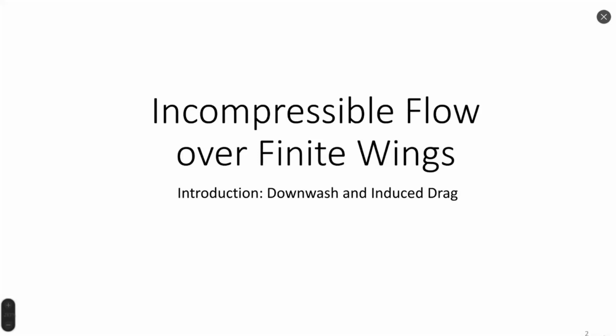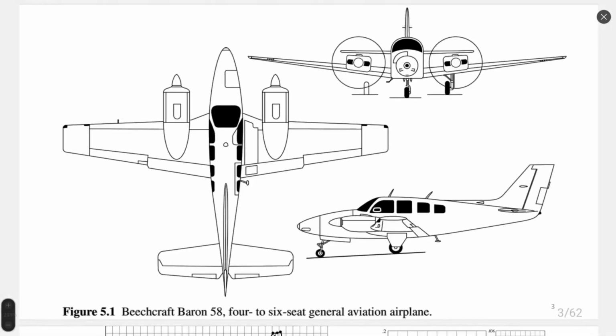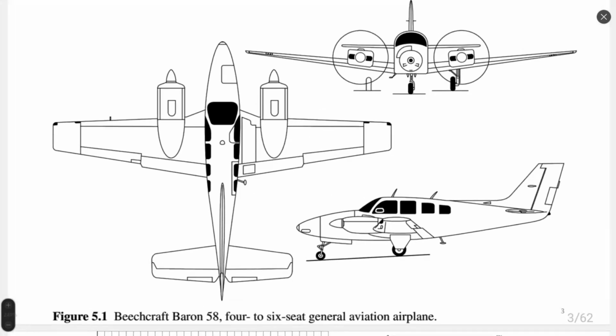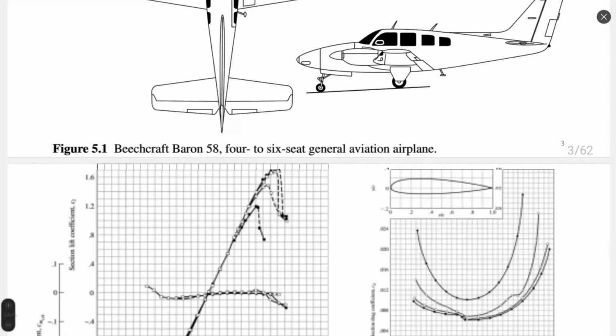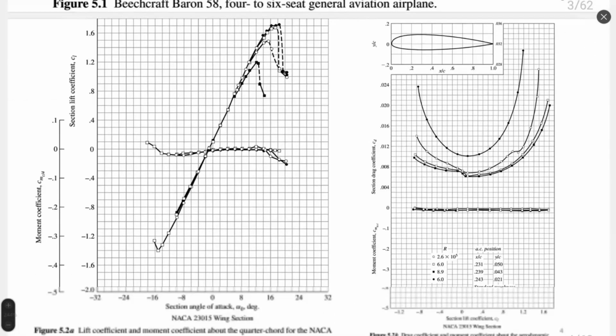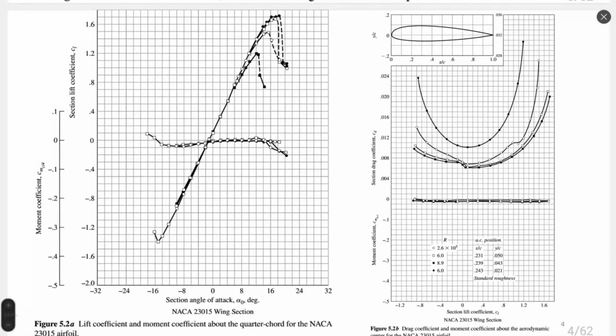I will explain incompressible flow over finite wings, chapter 5 from the Anderson book. Flow over a finite wing is different from flow over an airfoil because the wing has a third dimension. And such geometrical properties will also impact the performance and aerodynamic properties of the real wing.